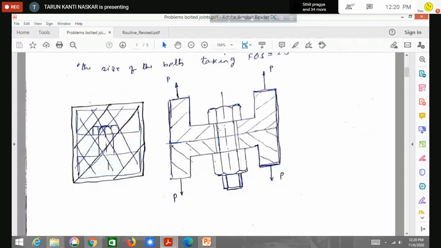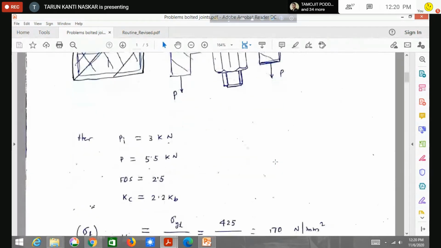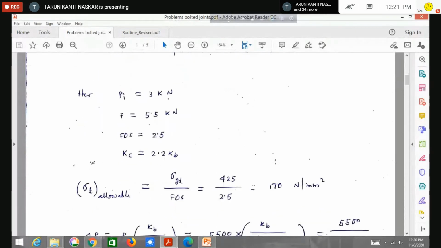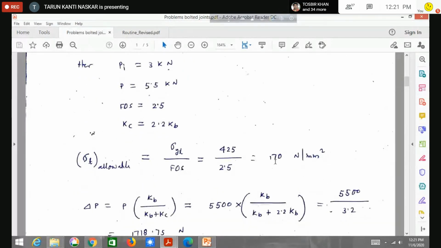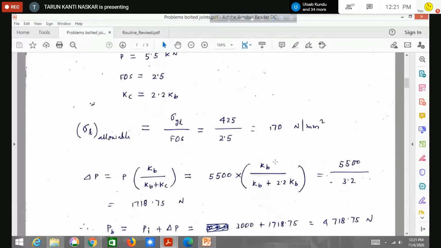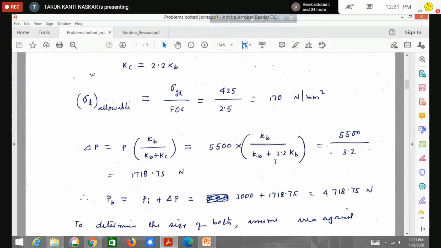This is the arrangement. The preloaded bolt, this figure is already known to you. Now the given values are Pi equal to 3 kN, P equal to 5.5 kN, FOS is equal to 2.5, Kc equal to 2.2 Kb. So sigma T allowable equal to sigma YT divided by FOS, that is 170 Newton per millimeter square.